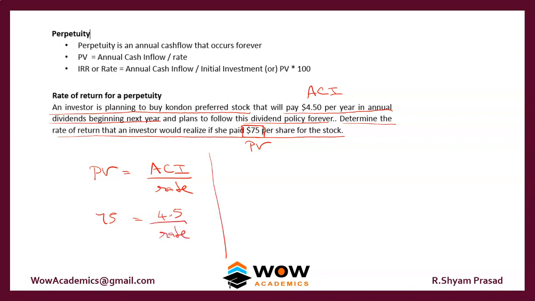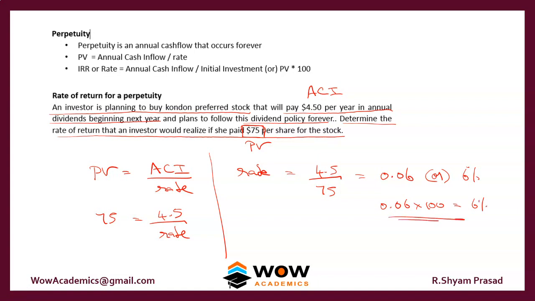So we'll try to find out the rate. The rate will be 4.5 divided by 75. That will come to 0.06. If you represent it as a percentage, it would be 6%. Or else you can put it like this, 0.06 into 100 gives you 6%. So in this formula, any one number will be missing and you have to find out the missing number. That is called a perpetuity.